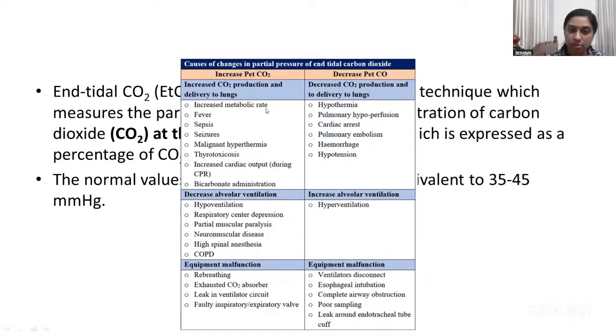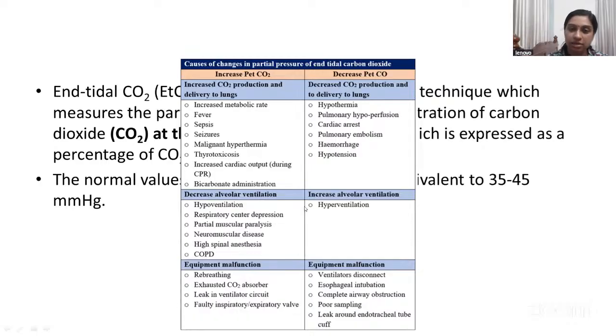That is the increased carbon dioxide production and delivery to lungs. That is, i.e., due to increased metabolic rate, fever, sepsis, etc. And decreased alveolar ventilation. That is due to hypoventilation, respiratory center depression, partial muscular paralysis, and things like that. And equipment malfunction can also lead to increase in end-tidal carbon dioxide. That is in rebreathing, exhausted carbon dioxide absorber, leak in ventilator circuit, etc.